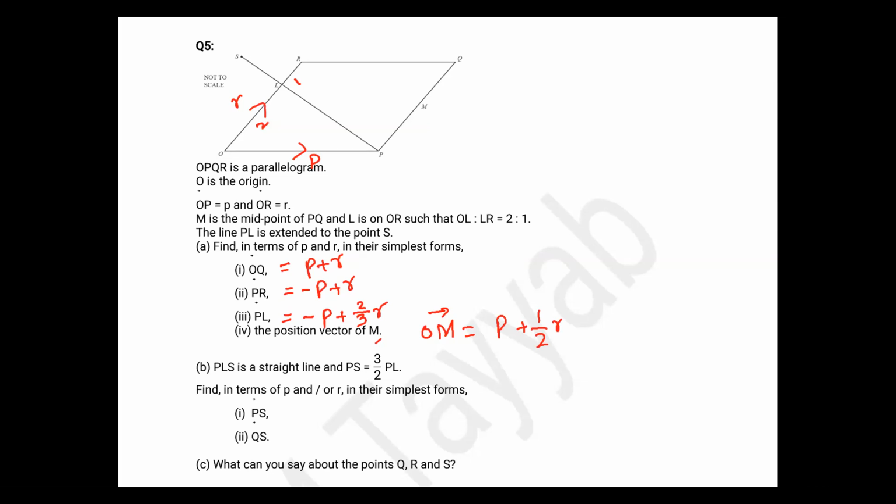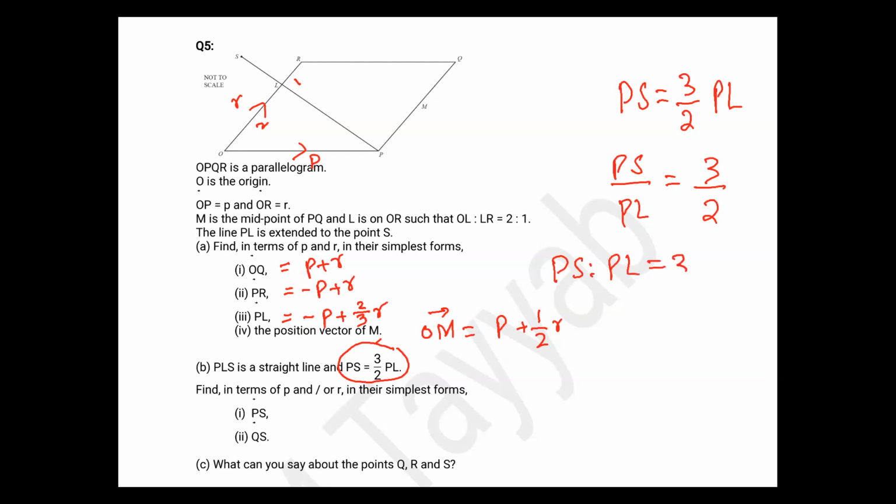It is given that PS is equal to 3/2 PL. Before moving to parts 1 and 2 of the B part, if I ask you the ratio between PS and PL, can you tell? Yes, we can. If PS is 3/2 PL, then dividing by PL, PS over PL is 3/2. So the ratio between PS and PL is 3/2.